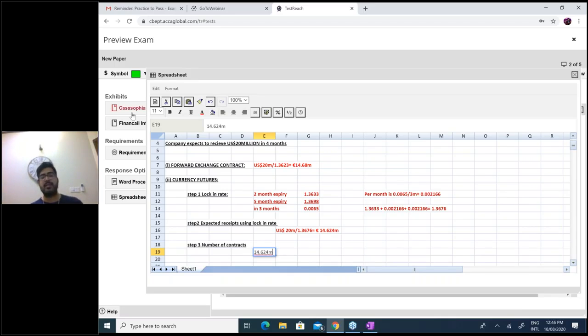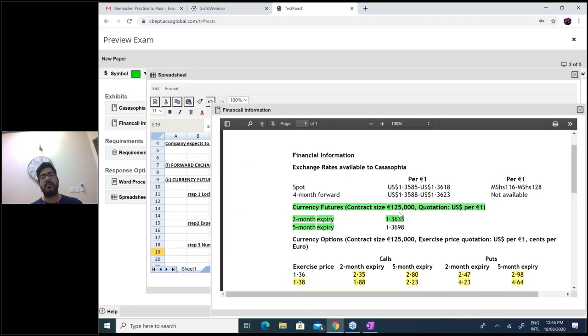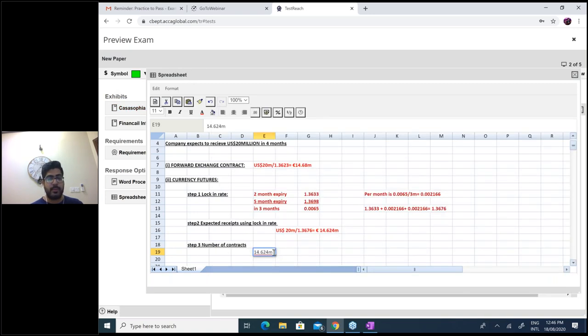And if you check, the contract size is 125,000 euros, that means in millions it's 0.125. You're doing it in millions, so it's 0.125 million, the contract size. So 14.624 million euros is the receipt, divided by the contract size of euro 0.125 million. You get the number of contracts: 117 contracts.